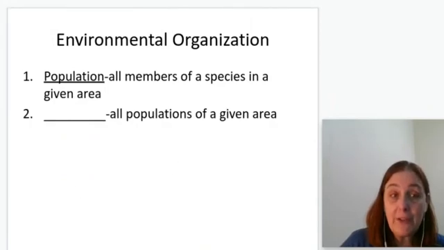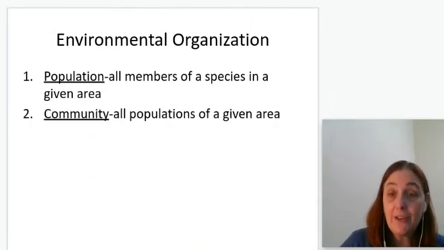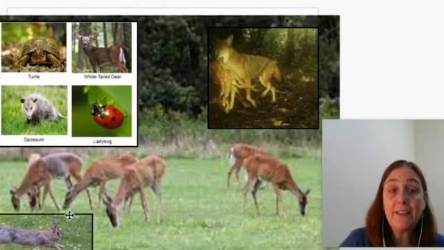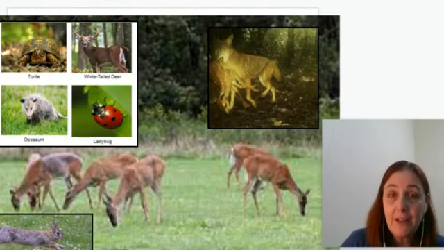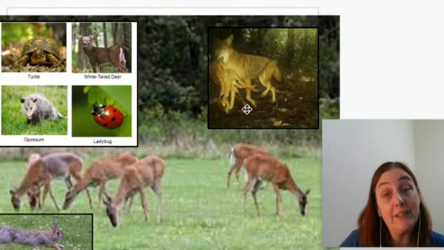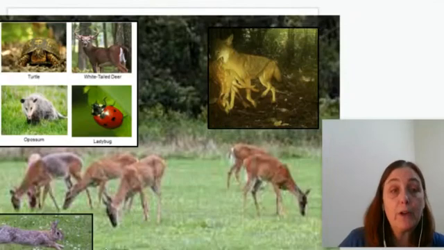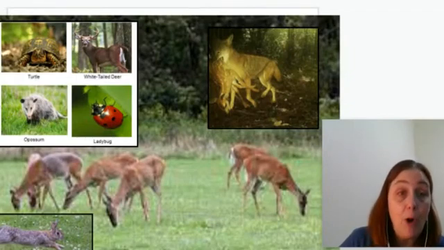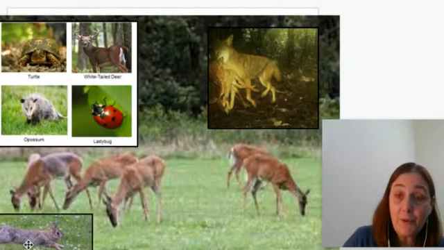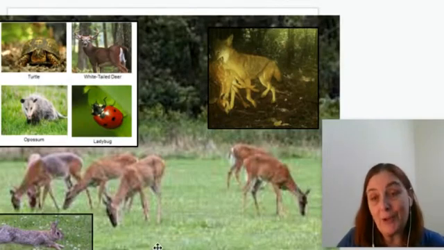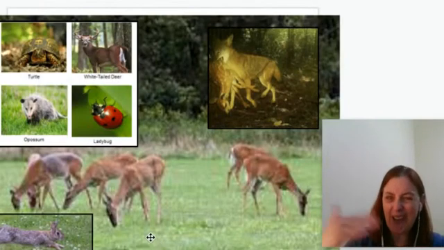All the populations of a given area is called the community. And so we're going to be looking at not just the deer. We're also going to add in the rabbits. We're going to add in any coyotes that are eating deer. We're going to look at how many turtles there are, and how many hawks there are. Are the hawks eating the rabbits? Because if there's a lot of hawks, then the number of rabbits will go down, and then they won't be eating as much food that the deer needs, right? So these all interact with each other.